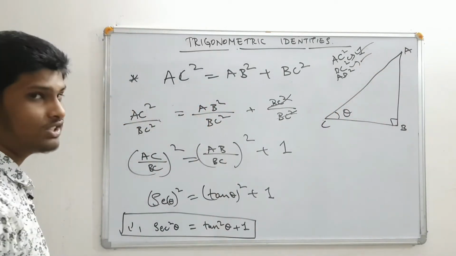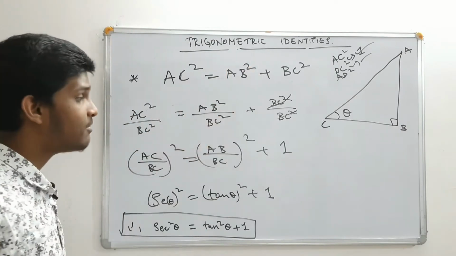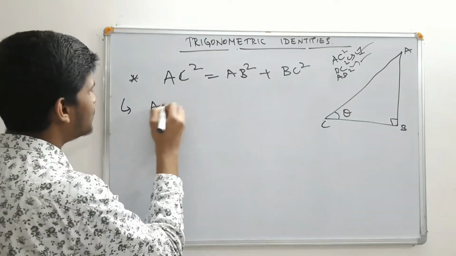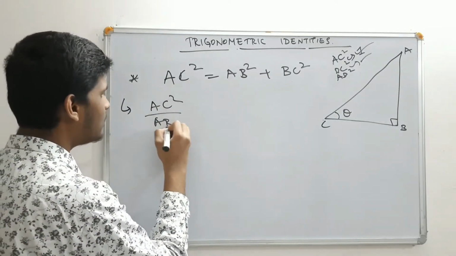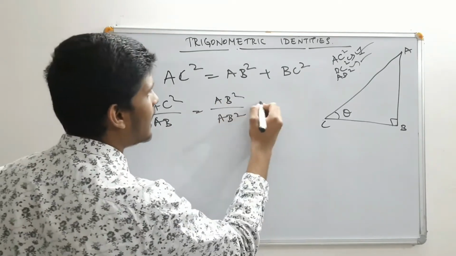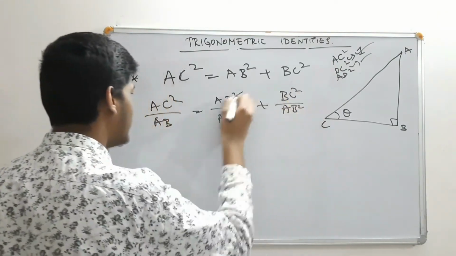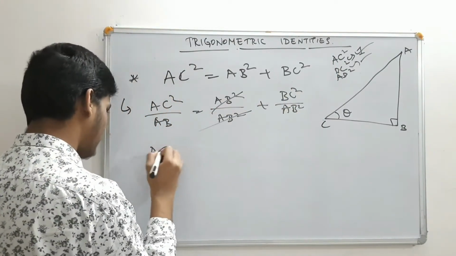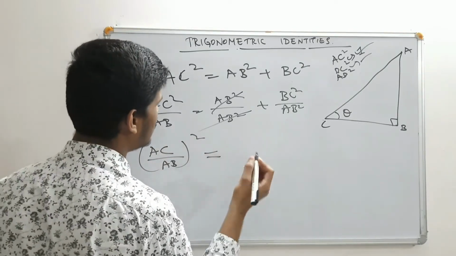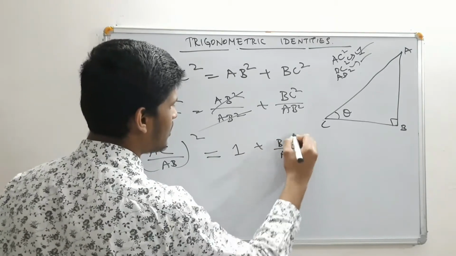Now let's divide with BC. Sorry, we did that only, right? Now let's divide with AB square, or else it will fail. With AB square, so AC square by AB square is equal to AB square by AB square plus BC square by AB square. AB square gets cancelled, that will become 1. AC by AB whole square is equal to 1 plus BC by AB whole square.